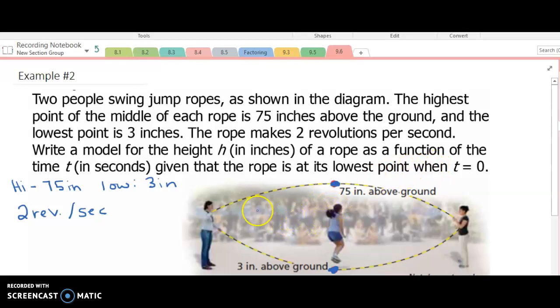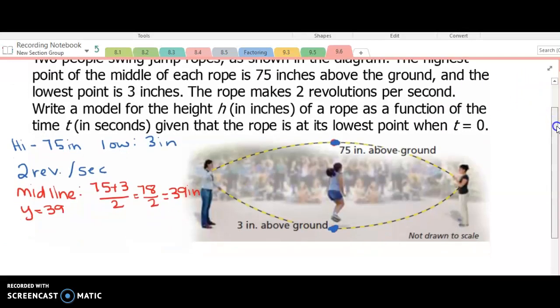Knowing that the high is 75 and the low is 3, we can find the midline, because the midline is going to be right here in between. To find the midline, we're basically going to find the point in between these, which is the average. So that's 78 over 2, which is 39 inches. So the midline is y equals 39.